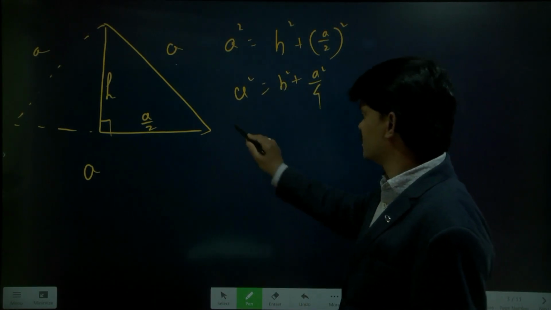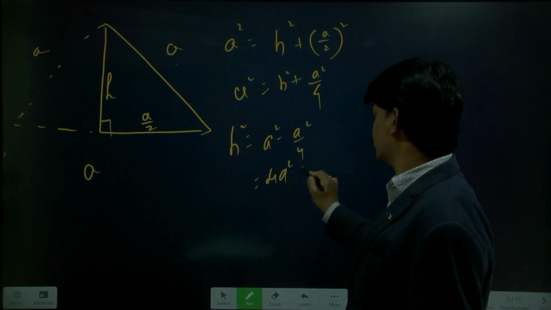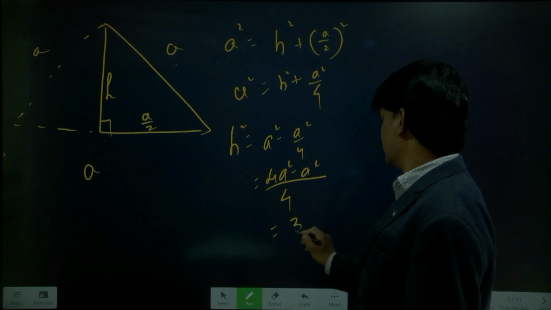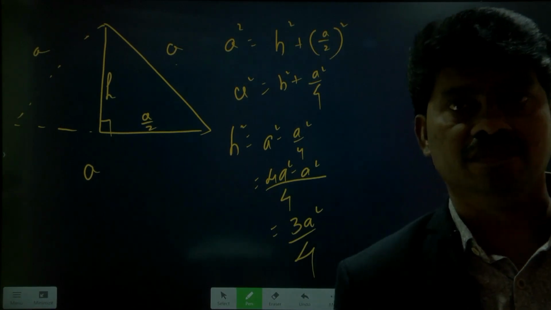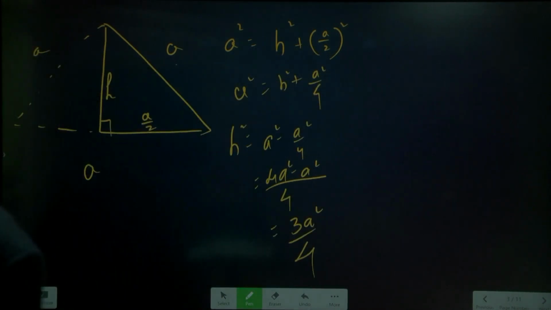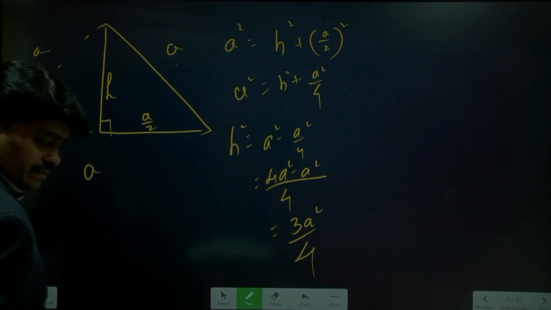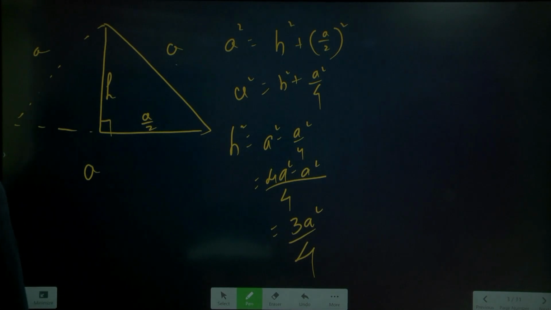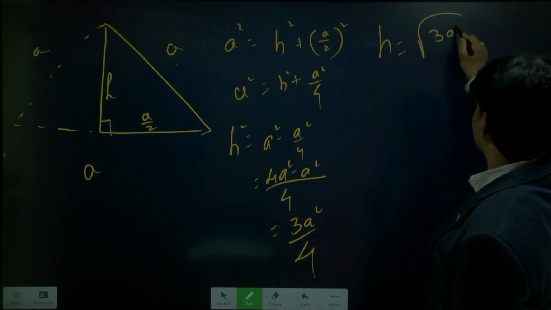Next, H square is equal to, just transpose, cross multiply. We get 3A square by 4. H square is equal to 3A square by 4. Just check it out. Right. Hope you have checked. Next, now H is equal to under root 3A square by 4.